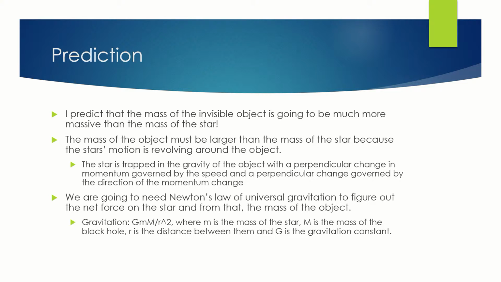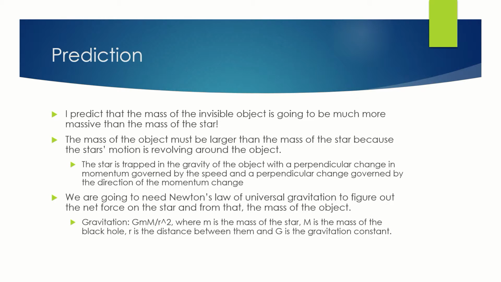In this case, we are going to assume that the only net force acting on the object is the gravitational force. So that must mean that the motion of the star is totally due to that gravitational force and its initial acceleration. So the star is trapped in the gravity of the object with a perpendicular change in momentum, and that's governed by the speed, and a perpendicular change governed by the direction of the momentum change.